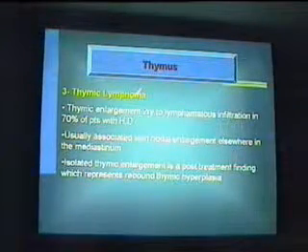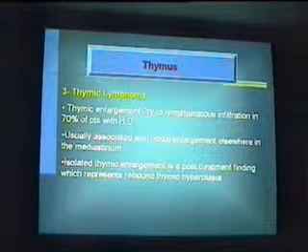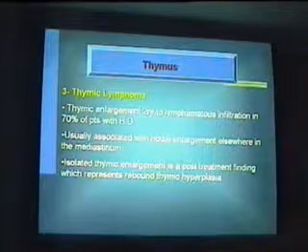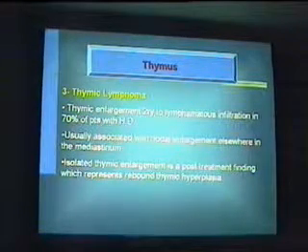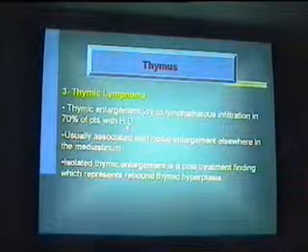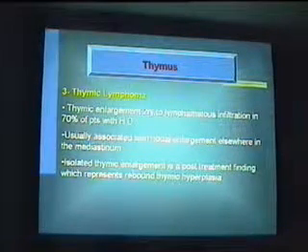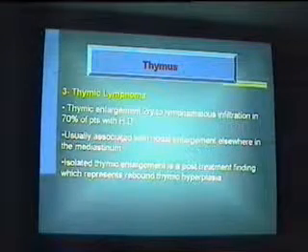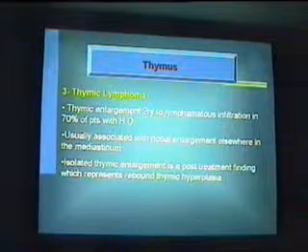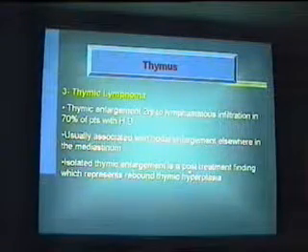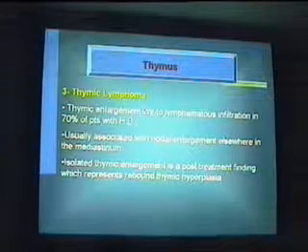اوكي سو ليه بنسميها thymic lymphoma؟ because بيحصل enlargement in this thymic gland. Thymic enlargement secondary to lymphomatous infiltration in 70% of patients with Hodgkin disease. يعني it is very commonly to be affected. Usually associated with nodal enlargement elsewhere in the mediastinum. Isolated thymic enlargement is a post-treatment finding which represents rebound thymic hyperplasia.